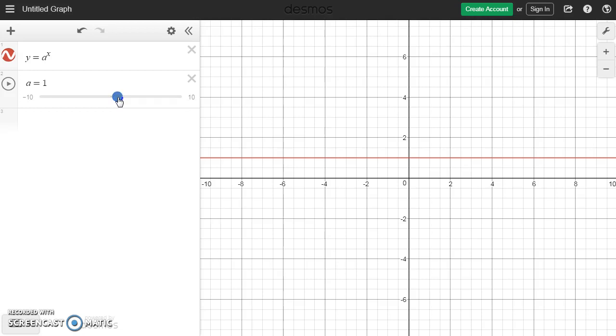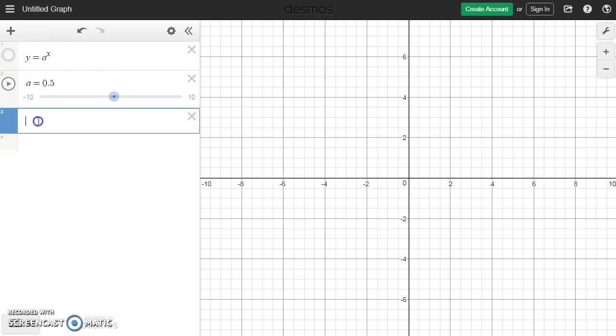So for instance, we can slide that value to become larger, and we see that our horizontal line turns into an increasing exponential function as a gets larger than 1, and then as a gets less than 1, we start to see a decreasing exponential curve. We could add to that, or create a separate equation just to see.